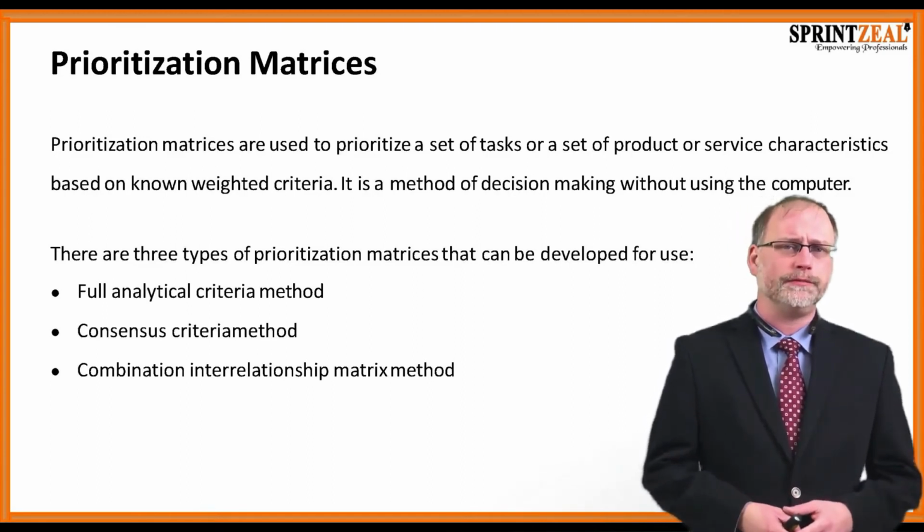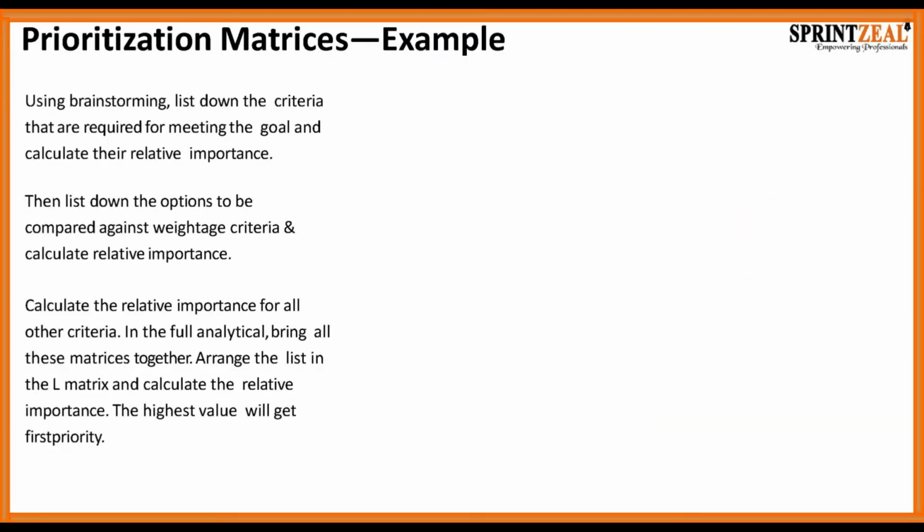Let's review an example. So here's an example of something called the prioritization matrix. Now, using brainstorming, we're going to list down the criteria that is required for meeting the goal and to calculate its relative importance. Then we're going to list down the options to be compared against a weightage criteria, and we're going to calculate relative importance. We're going to calculate the relative importance for all other criteria. And in the full analytical, we're going to bring all of these matrices together. We're going to arrange the list in an L matrix and calculate the relative importance. With the highest value, we'll be getting our first priority.